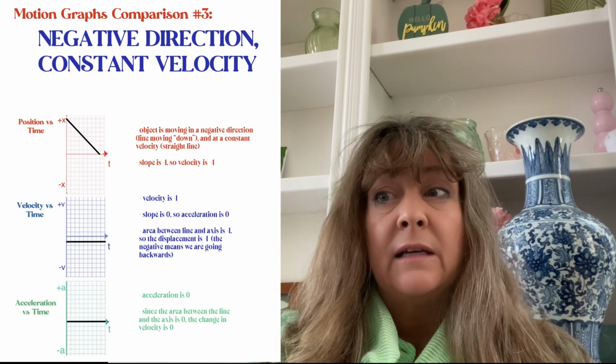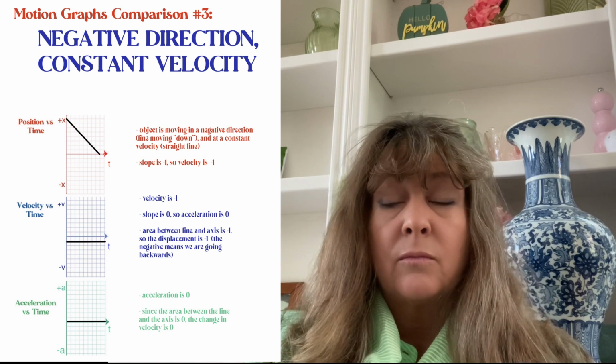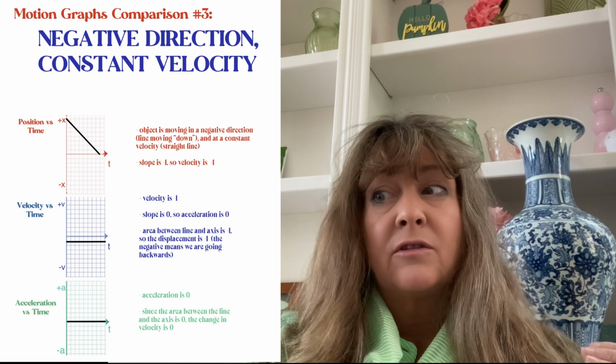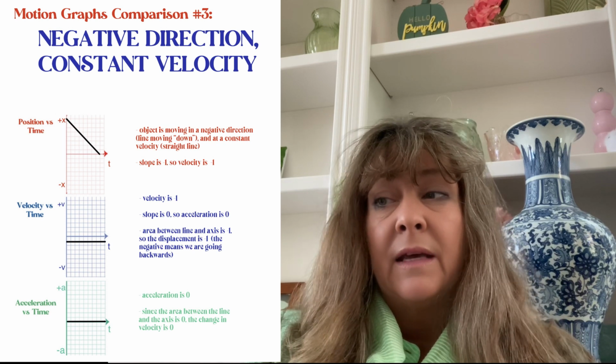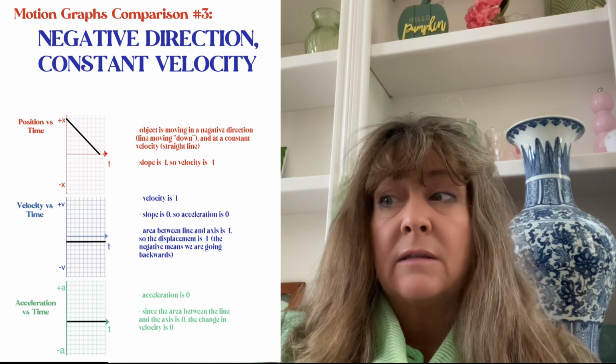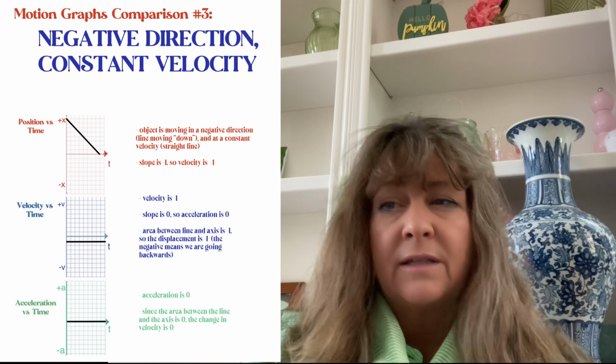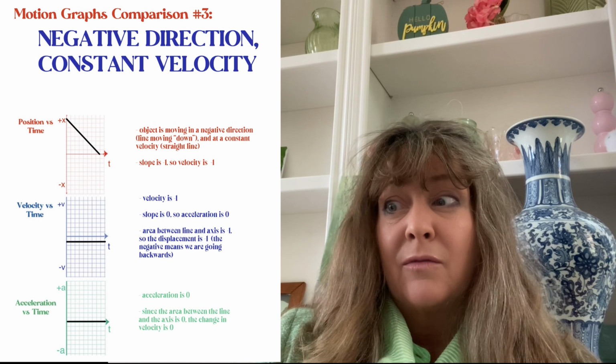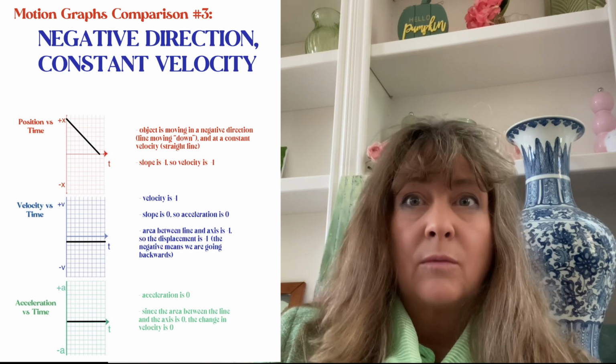The velocity we see on the next graph is, of course, -1. The slope is 0 since there was no change in speed or anything, so the acceleration is 0. And the area between the line and the axis is -1, because it's below the x-axis, so it's negative. So the displacement is -1. And the negative means, again, that we're going backwards.